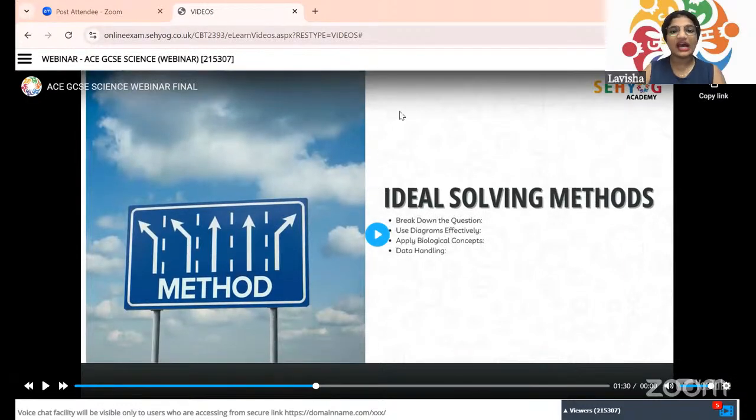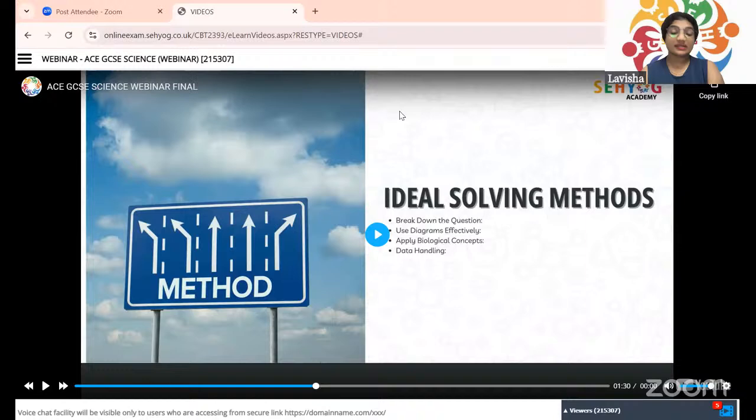Now, let me tell you the ideal way of solving any sort of question. First of all, it is important to break down the question, because AQA has the habit of not asking straightforward questions, but making them more complex, or we may have one single question with different segments, like 2 or 3 questions.